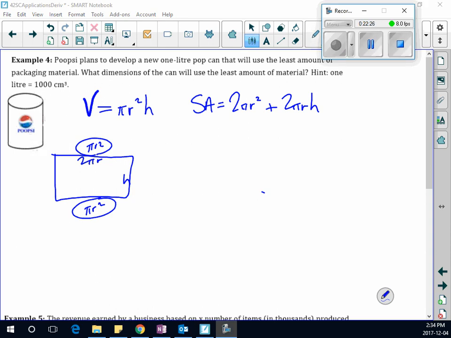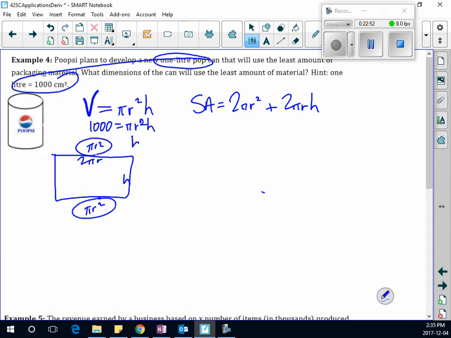Okay, so it does say a 1 liter pop can, and 1 liter is 1,000. So we're going to use 1,000 obviously because the radius and stuff is going to get down to centimeters. So that means 1,000 equals pi r squared h. So now when I put this into my second formula, I'm going to substitute for h because that's the only one that has the extra variable. So what would h equal? 1,000 divided by pi r squared. Does everybody see that?